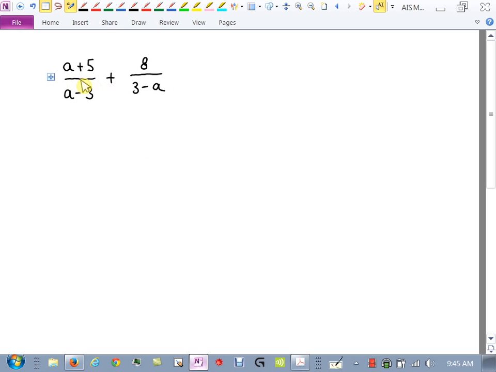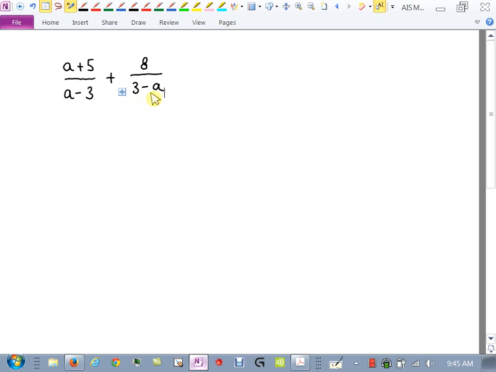All right, two rational expressions being added together, right? Not multiplication, not division, addition. So for addition, we have to have the same denominators. Do we have the same denominators? No. But does anyone see something here?